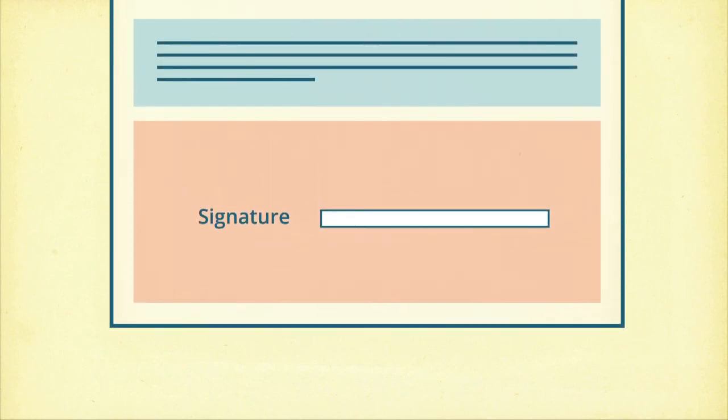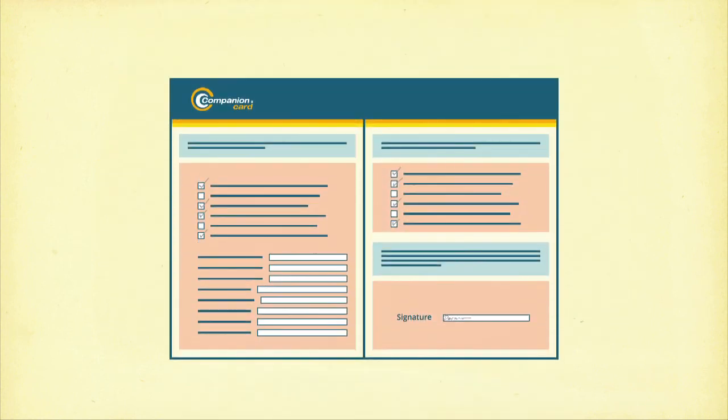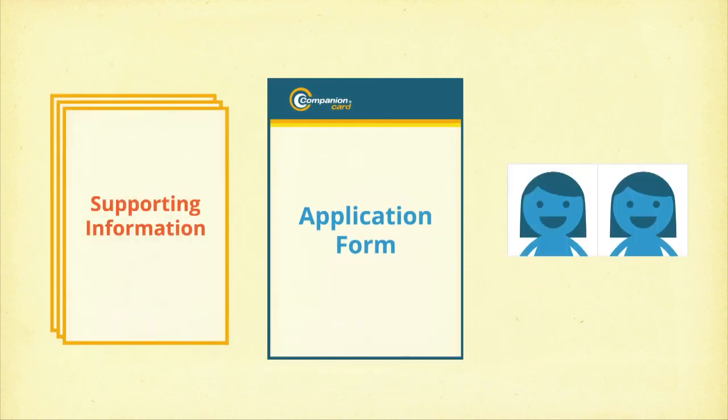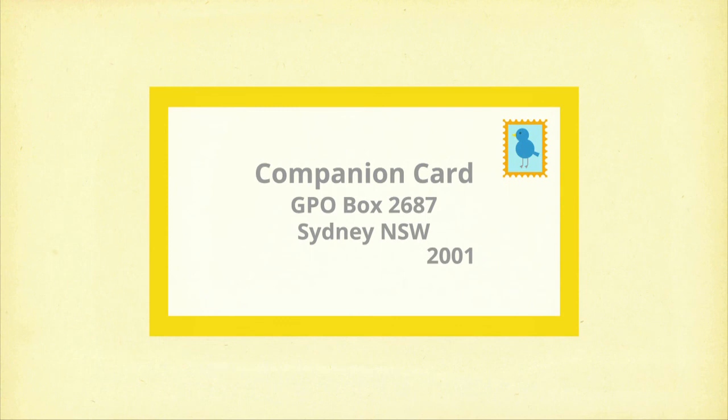The final part of the application asks you to sign to confirm that all the information you've given us is correct. If your application is incomplete or your photographs aren't passport quality or signed, we'll have to send the form back to you. So please double check that everything's done before you send the form to the companion card team. When you're sure that everything's complete, send your application to Companion Card, GPO Box 2687, Sydney, New South Wales 2001.